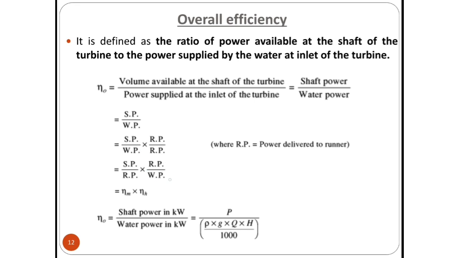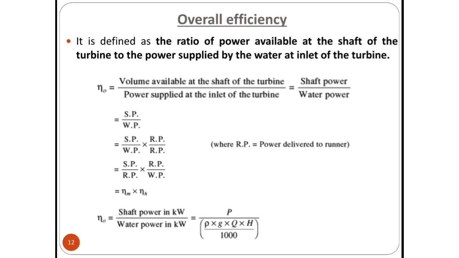I will separate it and write it this way. SP divided by RP, that is shaft power divided by runner power, is nothing but the mechanical efficiency. Runner power divided by water power is nothing but the hydraulic efficiency. So we can write eta naught is equal to eta m into eta h.